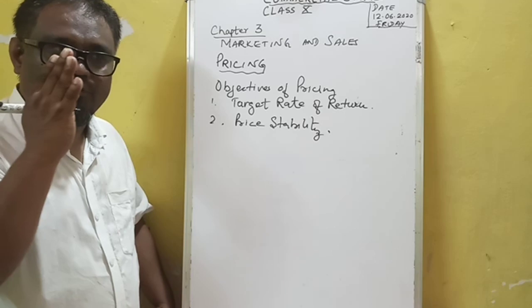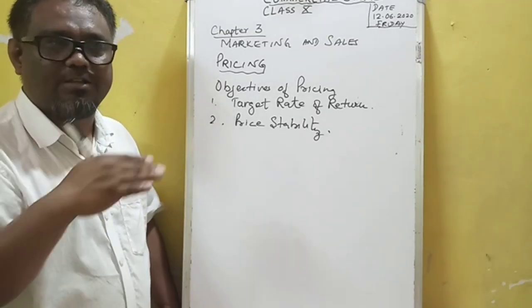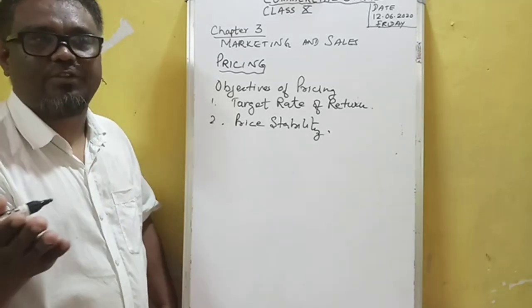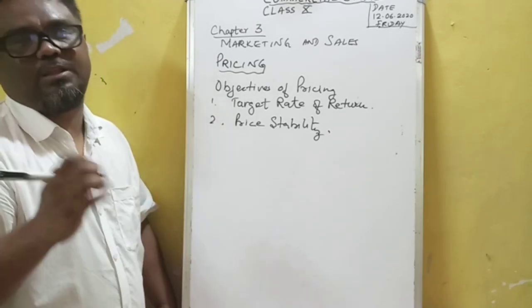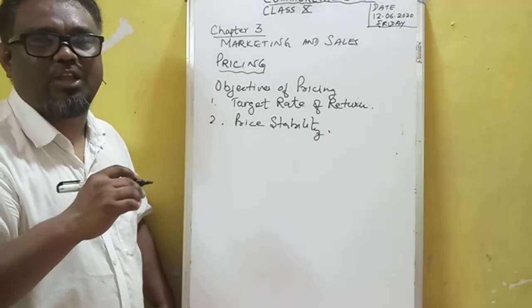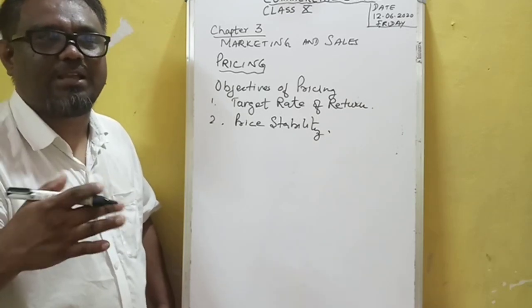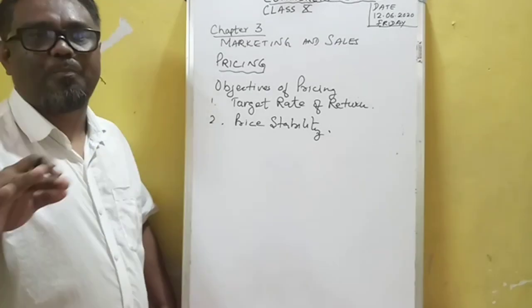The producer, before fixing the price, will see all the factors. He will see all the market features. He will also see the cost of his product, so that he keeps the price in such a way that there will be no price war in the market. After fixing the price, he cannot increase it, and he cannot decrease it.